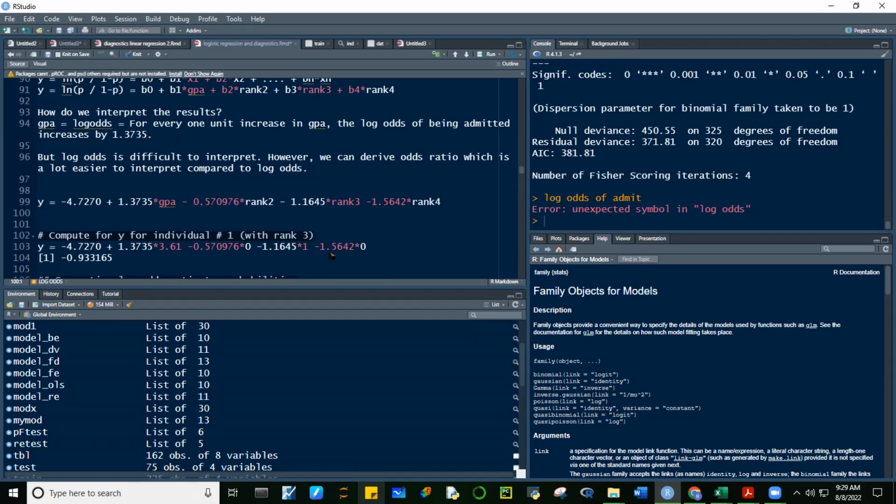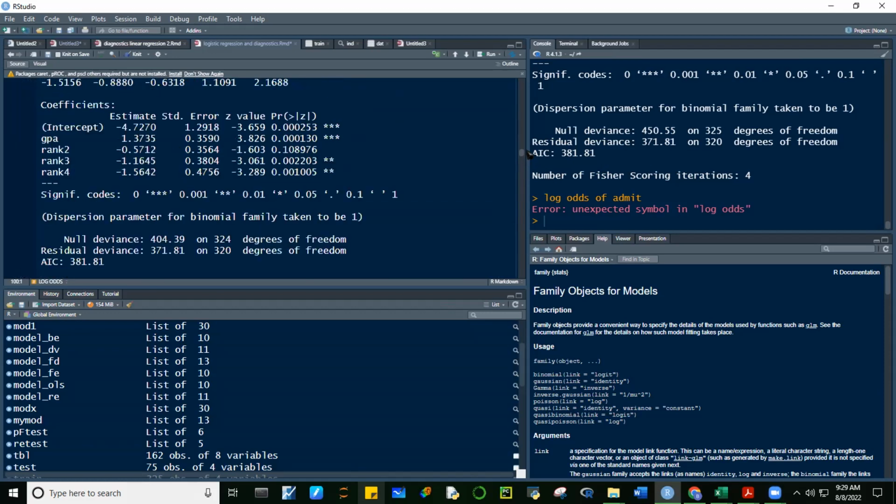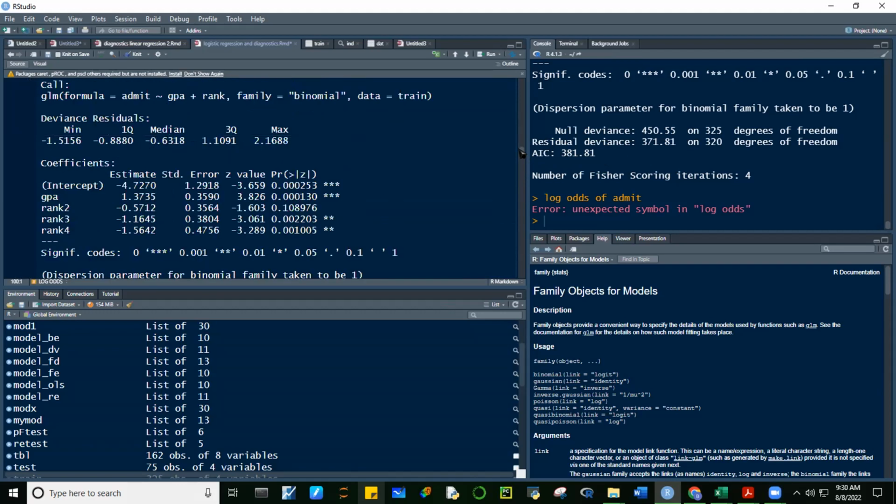Sir, I think the numbers came from the model we created. Yeah, correct. Thank you, Samir. That's correct. Yung numbers yan, galing sa model natin. So y, which is your admit, di ba? Yun ang dependent variable natin, is equal to negative 4.72 plus 1.375 times GPA plus negative 0.57 times rank 2, etc. Yun yung model natin.